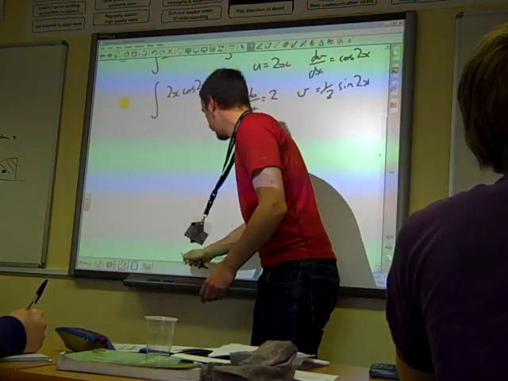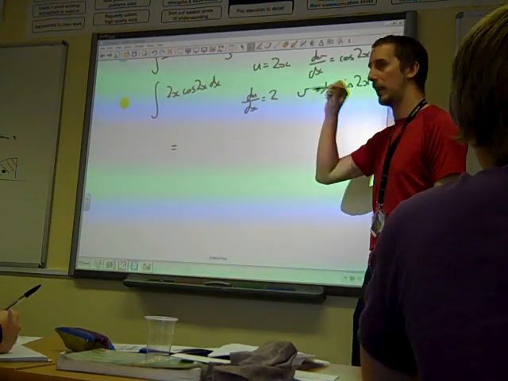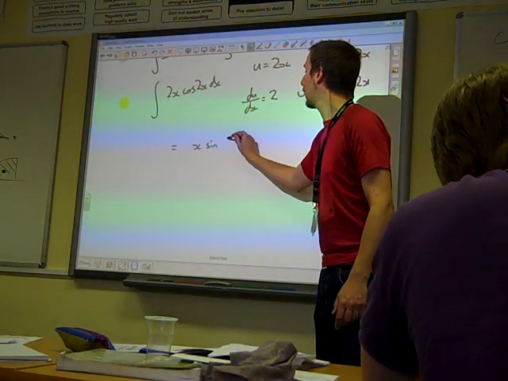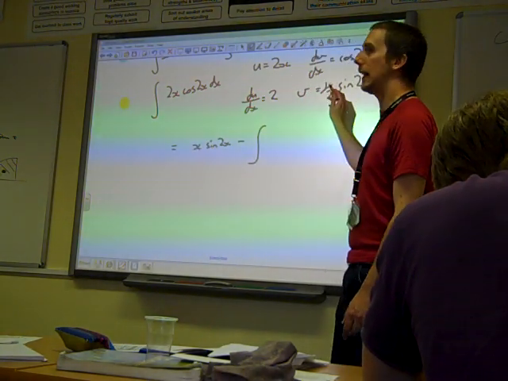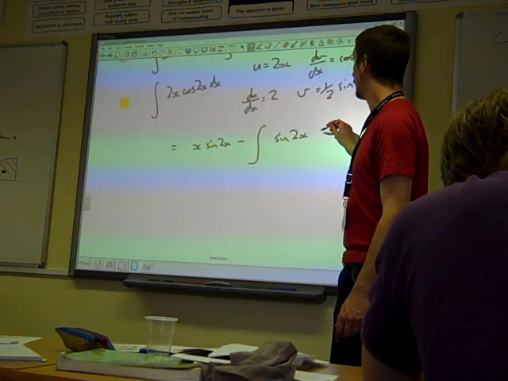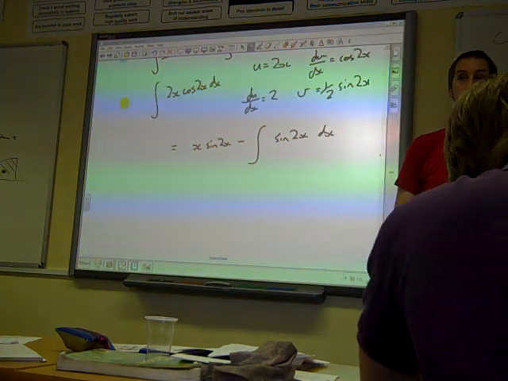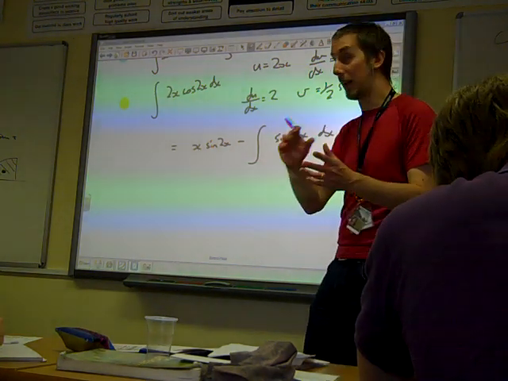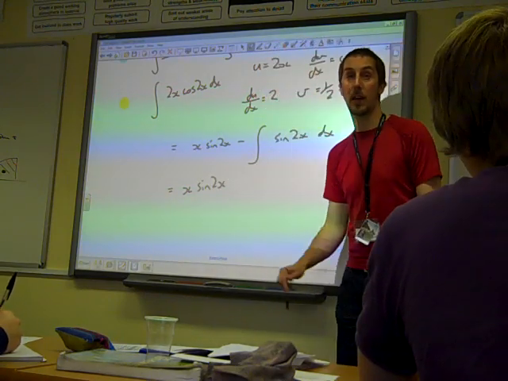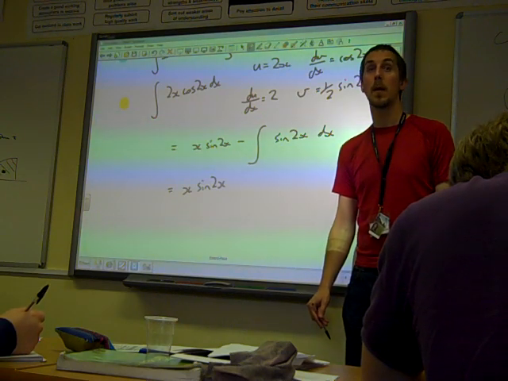Putting it all together to give us u times v: the 2 and the half cancel out, so we've got x sine 2x minus the integral of v du by dx. And again, the 2 and the half cancel out. That's good. So this second part, the yellow bit, we're now ready to finish off. If we integrate sine 2x, we get minus a half cos 2x.